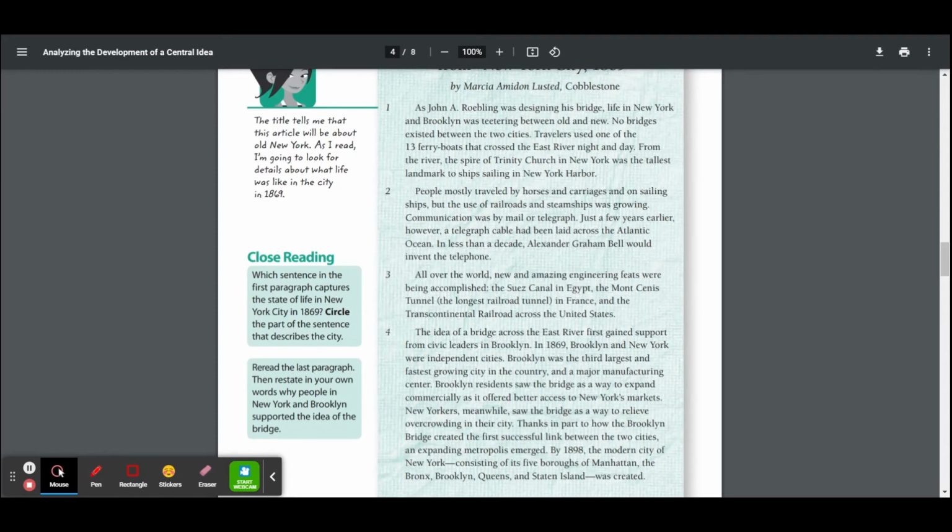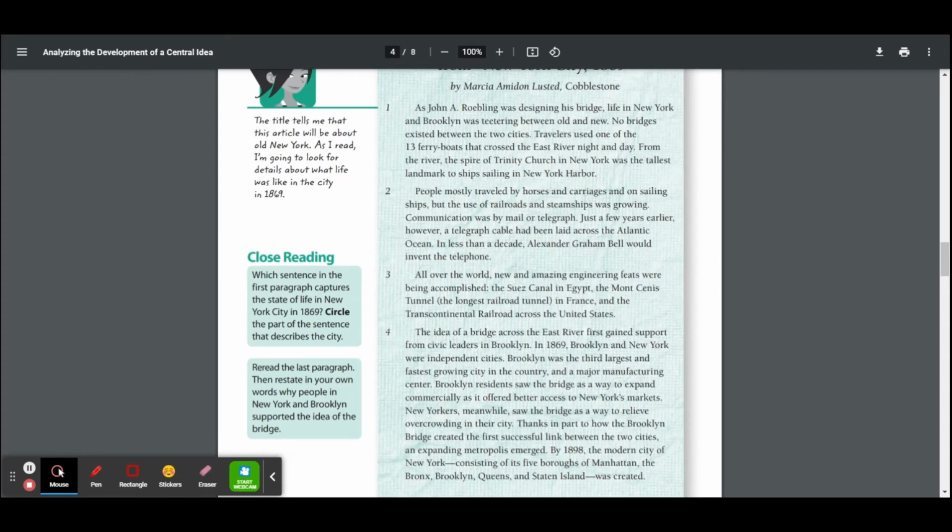Thanks in part to how the Brooklyn Bridge created the first successful link between the two cities, an expanding metropolis emerged. By 1898, the modern city of New York, consisting of its five boroughs of Manhattan, the Bronx, Brooklyn, Queens, and Staten Island, was created.